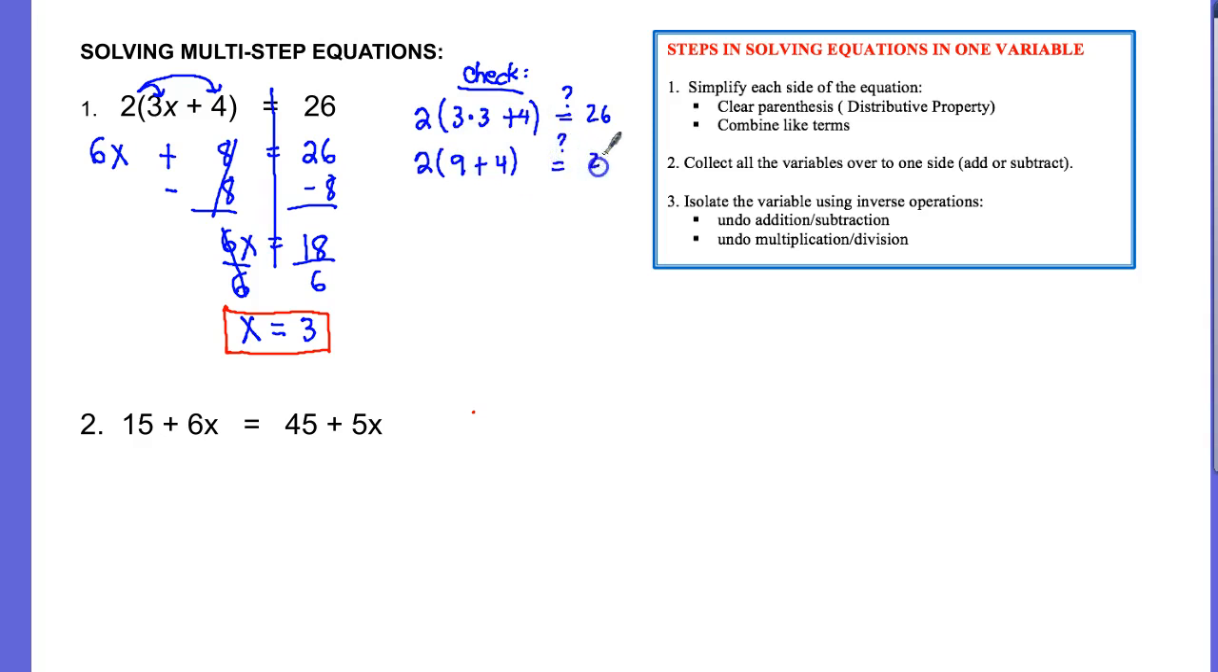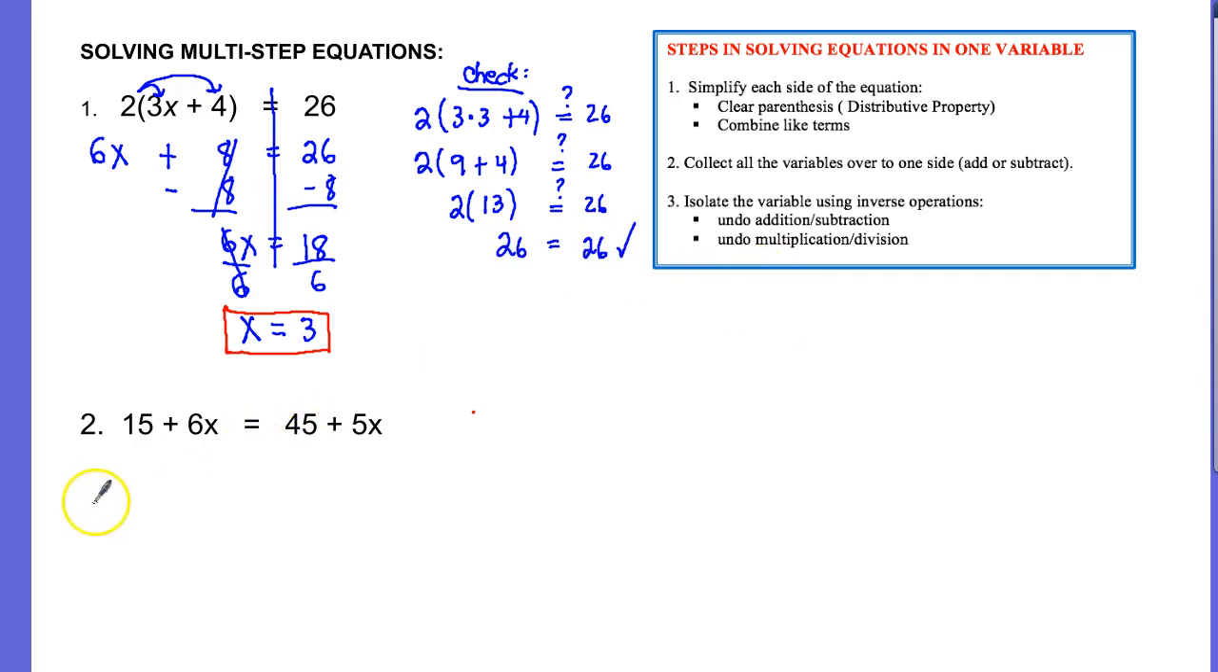Does that equal 26? So again, order of operations, the 2 is still there. 9 plus 4 is 13. Does that equal 26? Yep, 2 times 13 is 26, equals 26. So that means our answer is correct.